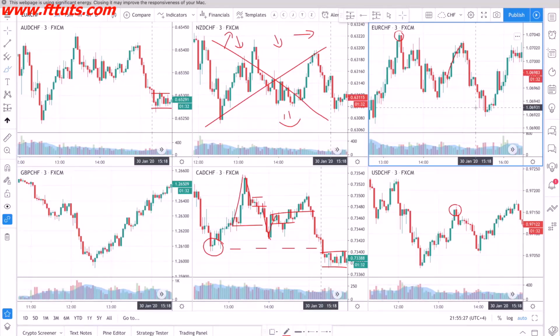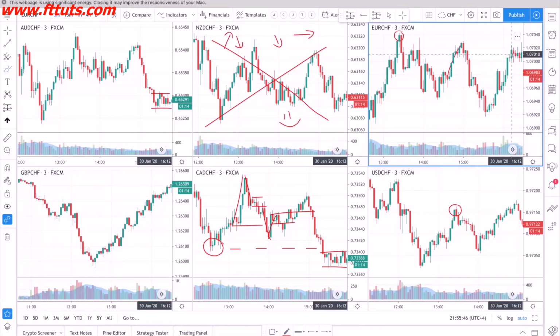Now notice on Euro Swiss franc, you can maybe classify that as a range or maybe not classify that as a range. But if I was just looking at Euro Swiss franc, I'd be waiting for the range and that whole thing would pull back on me and I'd have a much lower profit.